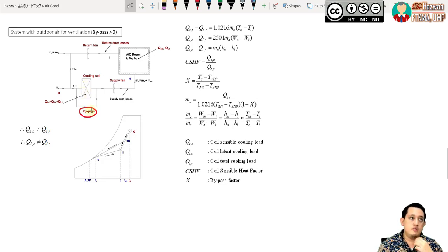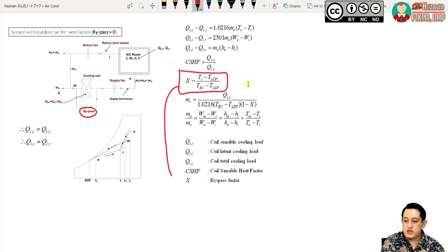So usually the number can be 0.1, 0.15 or 0.2. We've talked about this in the previous lecture, so please check back the video. So the situation right now is bypass is more than 0, where we have this bypass. So this is the bypass factor, the one that I talked about, 0.1, 0.2 or something.